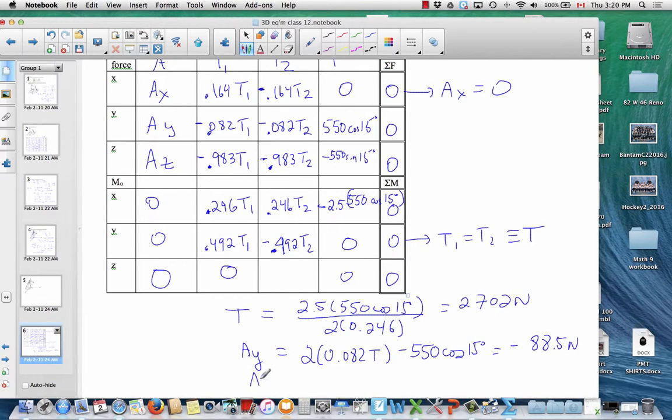And then the Z component you get by, it's going to be 550 sine 15 plus 2 times 0.983 T, and that works out fairly large. That's 55 newtons of force.